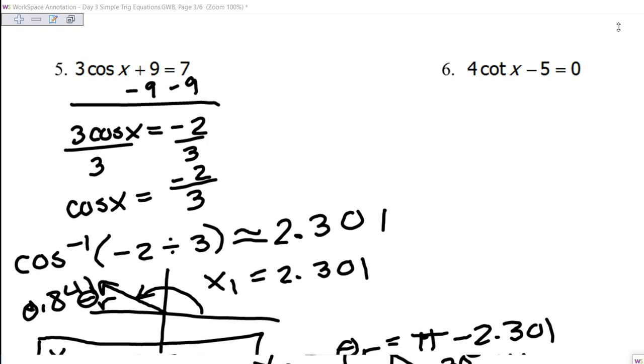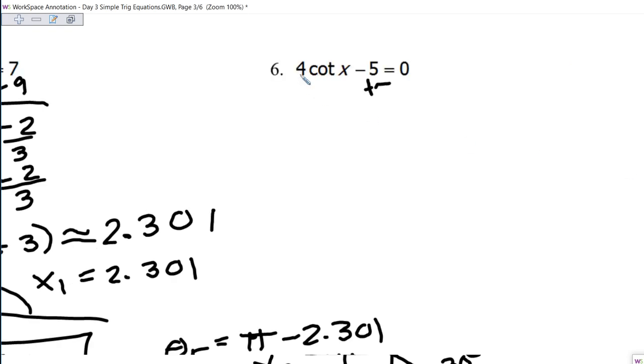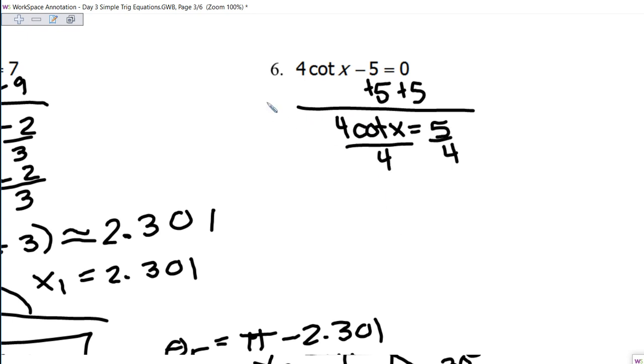Number 6, get the trig by itself. So what would be the first step to get the cotangent by itself? Add 5 to both sides. So 4 times the cotangent of x is equal to 5. What do I do next? Divide both sides by 4. So that gives me the cotangent of x is equal to 5/4. Cotangent, we don't have a button for cotangent on the calculator, so convert it to tangent. So that would be the tangent of x is equal to 4/5.